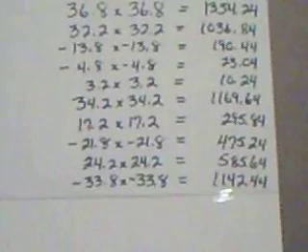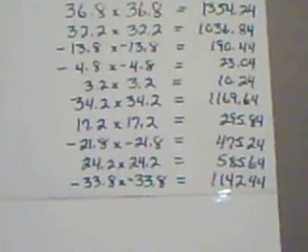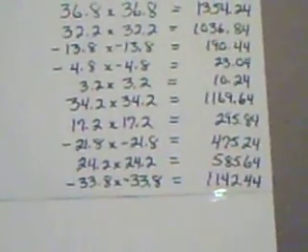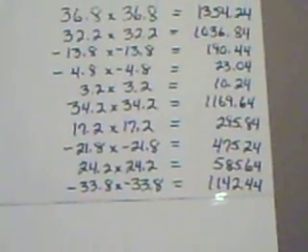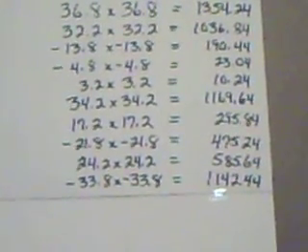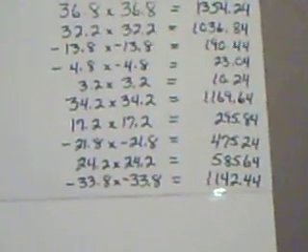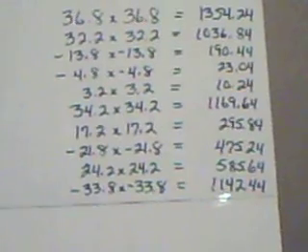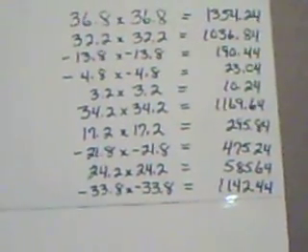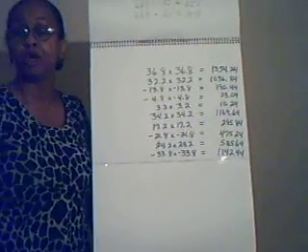And we've come up with 1354.24, 1036.84, 190.44, 23.04, 10.24, 1169.64, 295.84, 475.24, 585.64, and our last number is 1142.44.